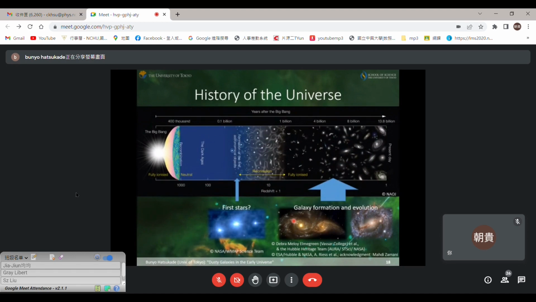This is a schematic view of the history of the universe. The right-hand side shows the present day, and the left-hand side is the early universe and the Big Bang about 13.8 billion years ago. It is thought that the first stars were born a few hundred million years after the Big Bang, and then galaxies formed, and these galaxies evolved through the history of the universe, and stars were born and died, and now eventually we are living in the present day universe with this variety of galaxies and stars.